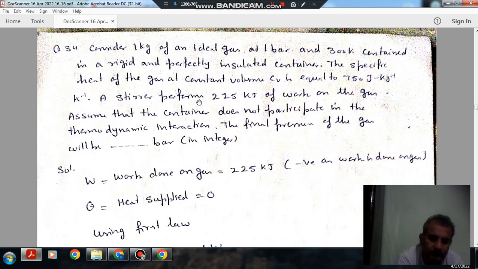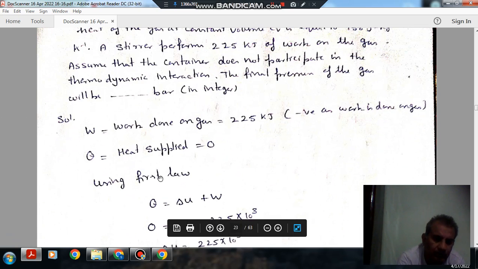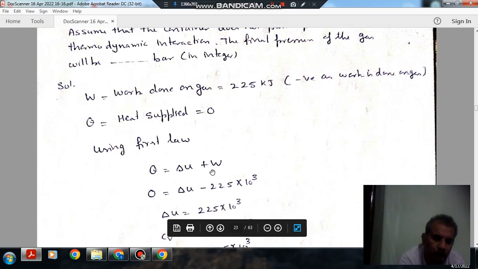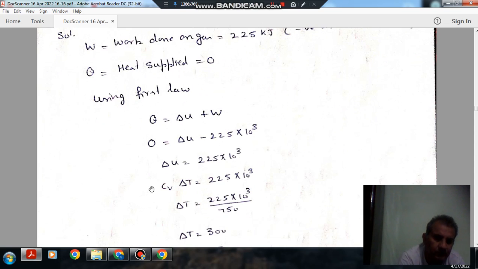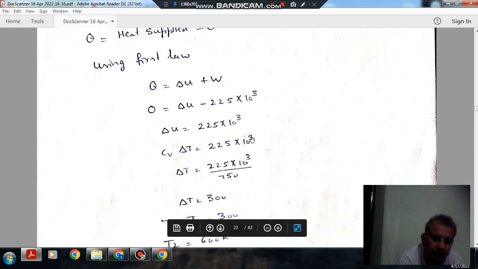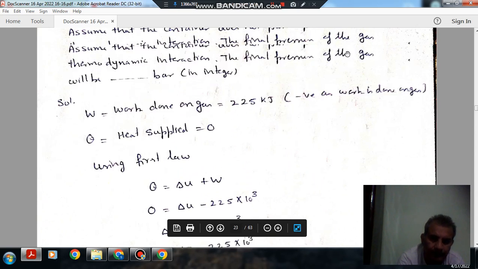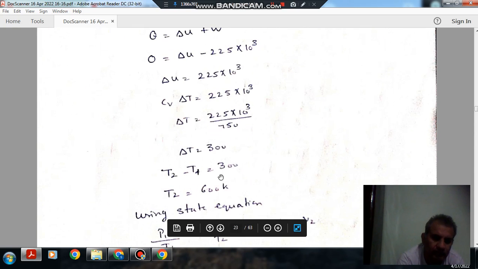So work is done on the gas, so it is negative, and the work done is 225 kilojoules. No heat is supplied, so heat supplied is 0. Using the first law of thermodynamics, Q is equal to delta U plus W, and delta U comes out as 225 times 3. So this is your CV delta T. So delta T is 225 times 3 divided by CV, which is 750. So delta T is 300, so T2 minus T1 is 300.